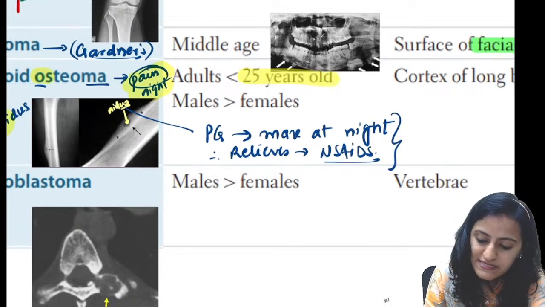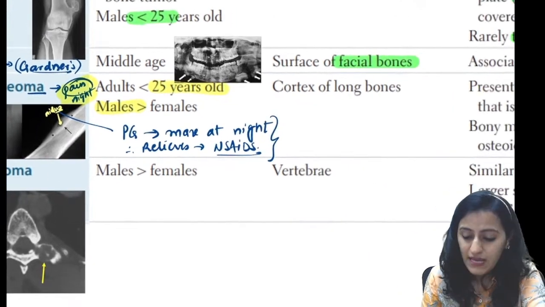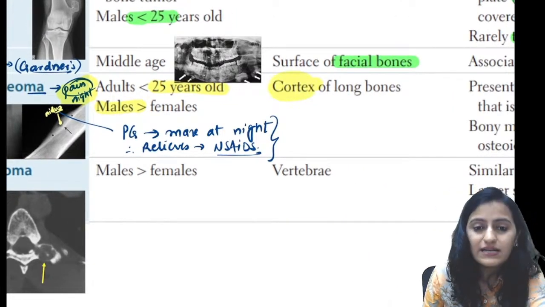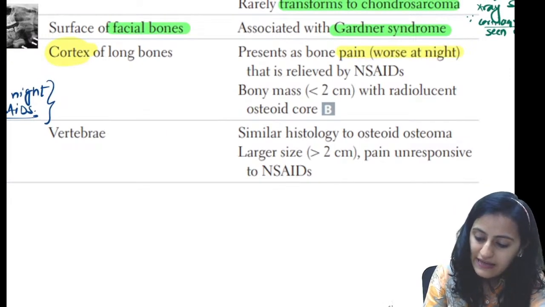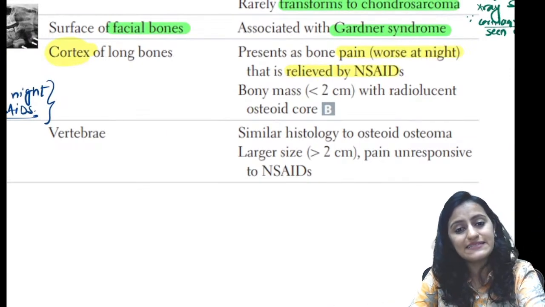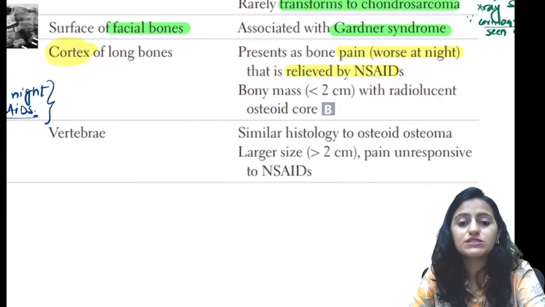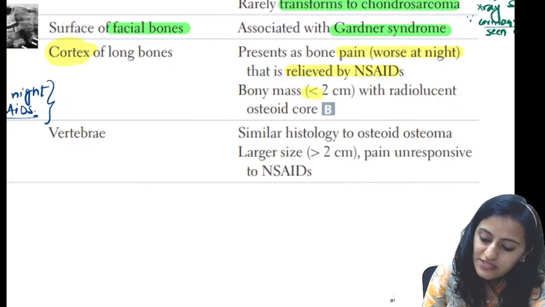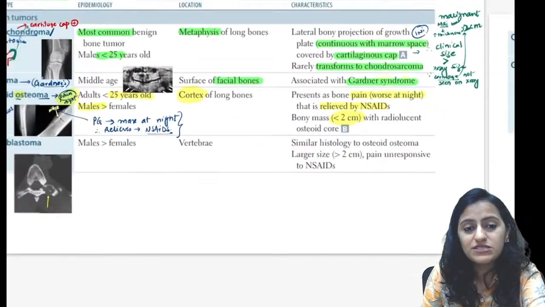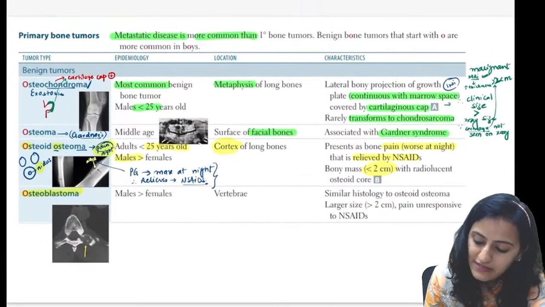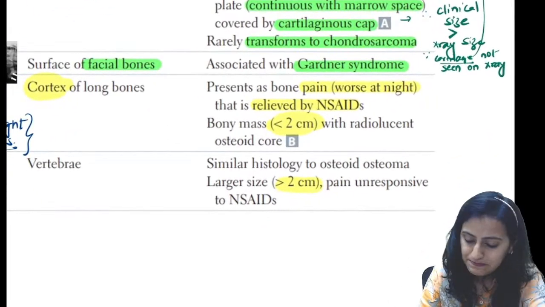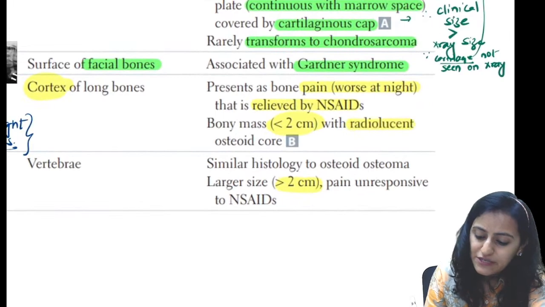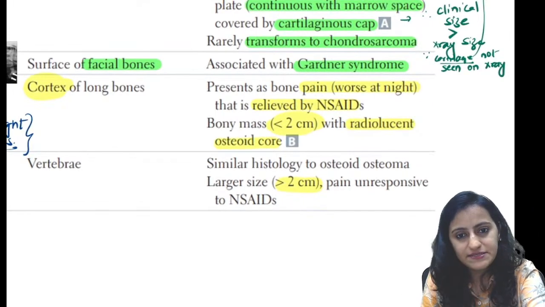Again, the age group is less and it is more common in males. Remember, this is the cortical based tumor and it presents as a pain which is worse at night, relieved by NSAIDs. The difference between osteoid osteoma and osteoblastoma is osteoid osteoma is less than 2 centimeters. Osteoblastoma is more than 2 centimeters. Okay, that is one difference there. And in the center, you have the radiolucent nidus, right?